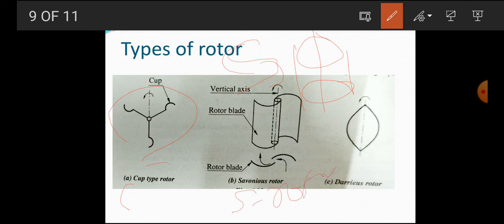The rotor works on the drag force produced by the blades, and it has high starting torque but very low efficiency. It can extract power from very slow wind, so it works most of the time. These are used for very low power applications. It is suitable for pumping applications due to high starting torque. So if you need to pump water, it can be used.